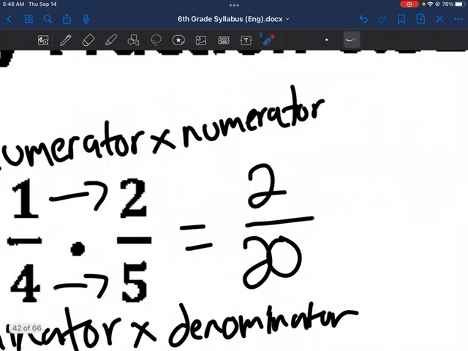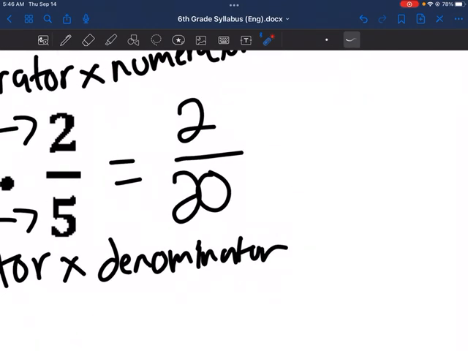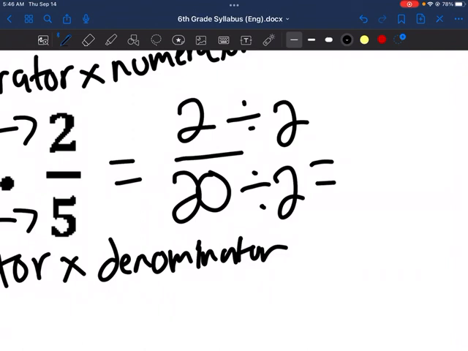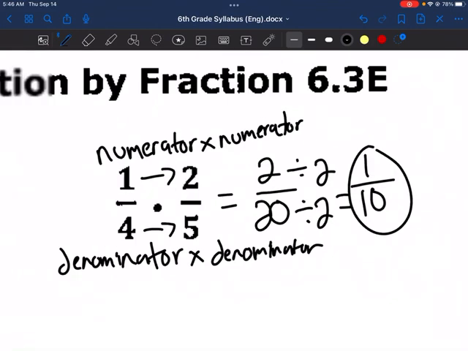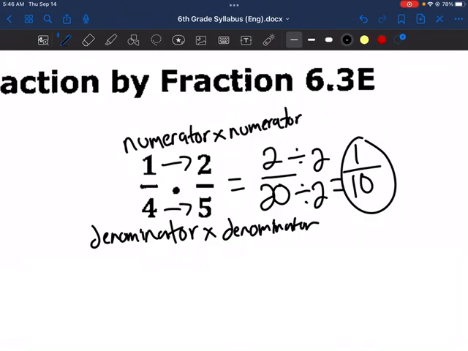Now, in this case, hopefully it is somewhat straightforward what number we're going to divide by to reduce this fraction. To simplify, we're going to divide it by 2. 2 divided by 2 is 1. 20 divided by 2. Perfecto. Ahora, this is what we're going to be doing for this lesson.